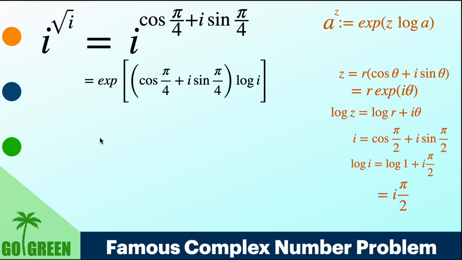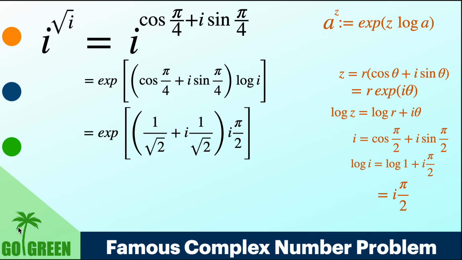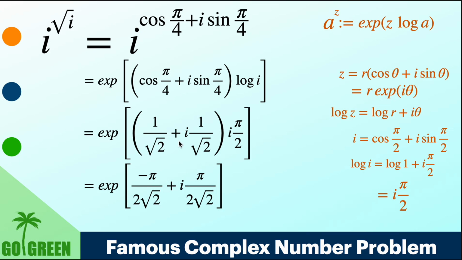Then this i pi by 2 value we will substitute here. So what do we get? Cos pi by 4 is 1 by root 2, and sin pi by 4 is 1 by root 2. We have written the values, and log i is just i pi by 2. If you simply calculate, i times i gives a real number, which is -1, so we get minus pi by 2 root 2, and 1 by root 2 times i pi by 2 gives i pi by 2 root 2. So the exponential of this complex number is the value of i to the power root i.